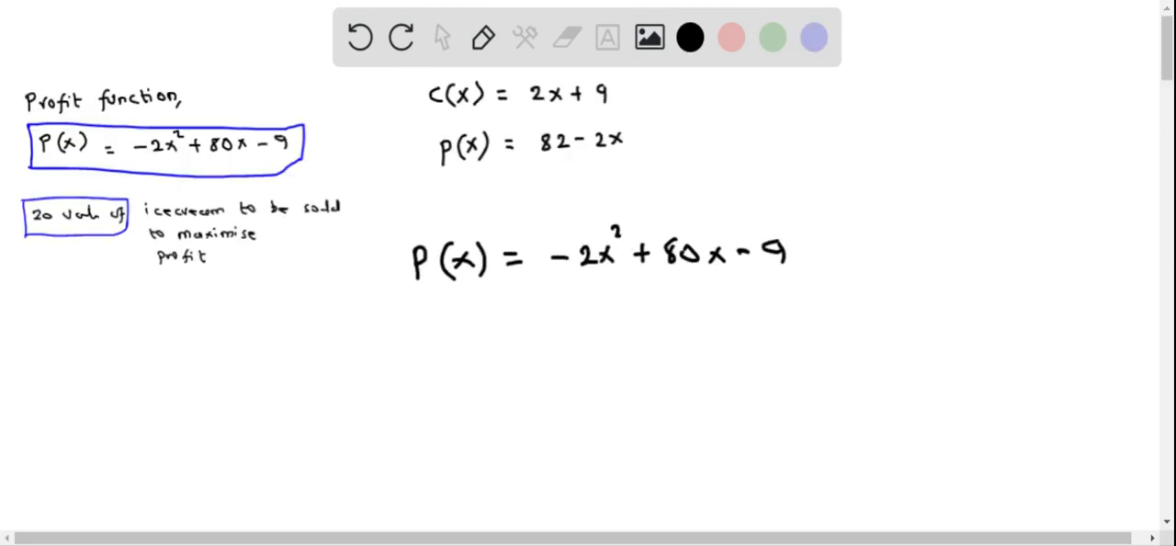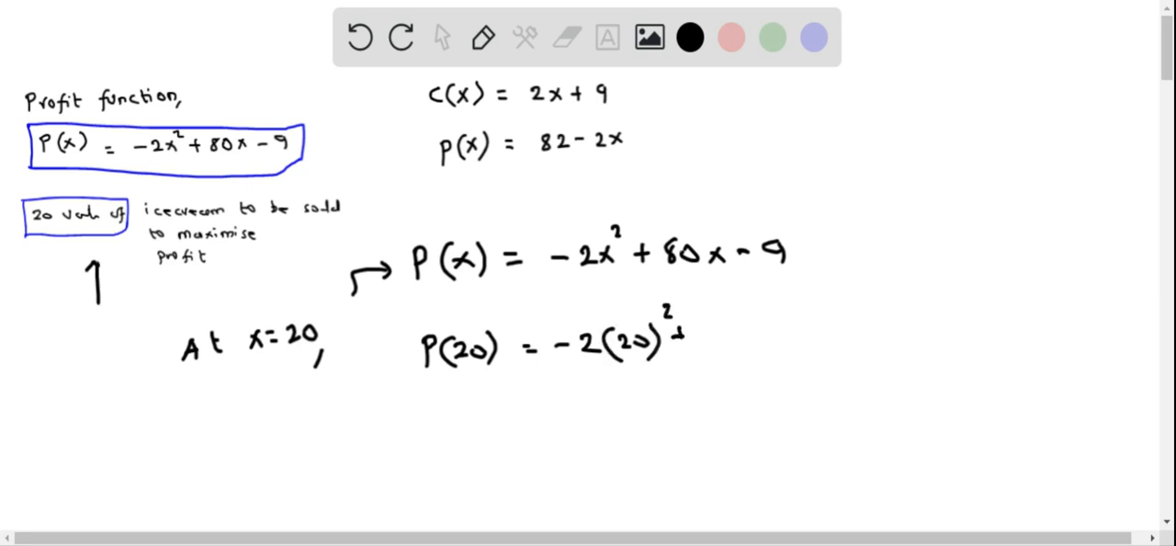We now determine the maximum profit. So we have already understood that 20 watts of ice cream are required to be sold to maximize the profit. So at x equals 20, the profit is maximum, which means we can determine the maximum profit by plugging x equals 20 into the profit function. So therefore we get P of 20, and this equals minus 2 times 20 squared plus 80 times 20, replacing x by 20, minus 9.